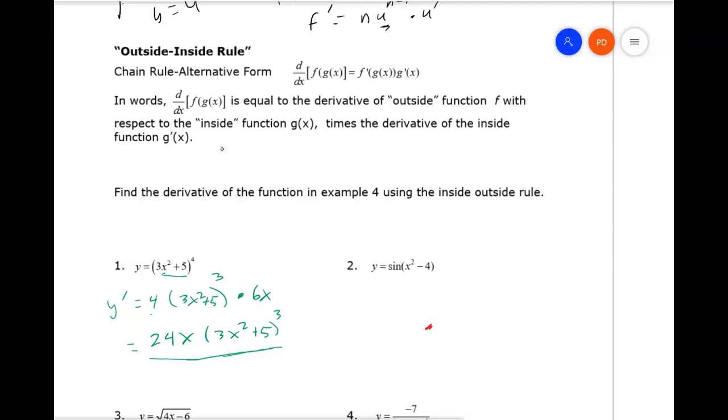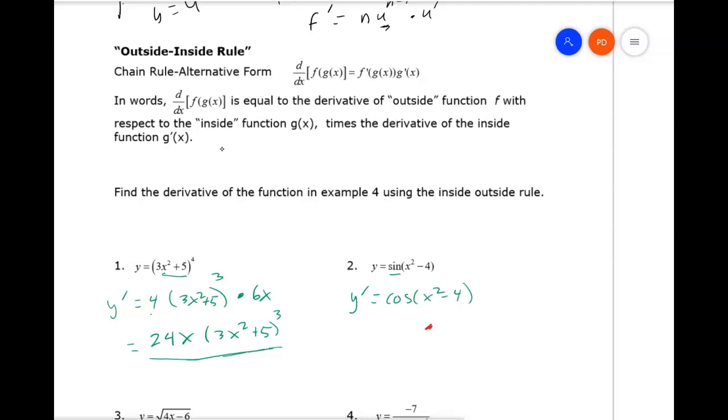Okay, so if I had a value for x, I would square it, subtract 4, and then take its sine. So that tells me the last thing I would do is take the sine. So the first thing I want to do is take the derivative of sine. The derivative of sine is cosine. You should know that by now. And I keep the x squared minus 4 the same.